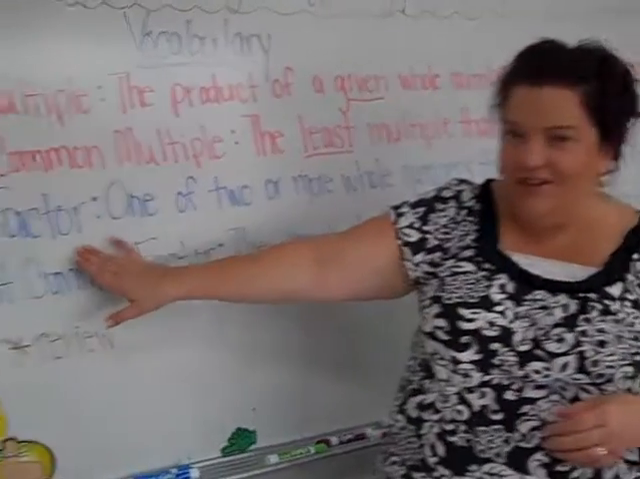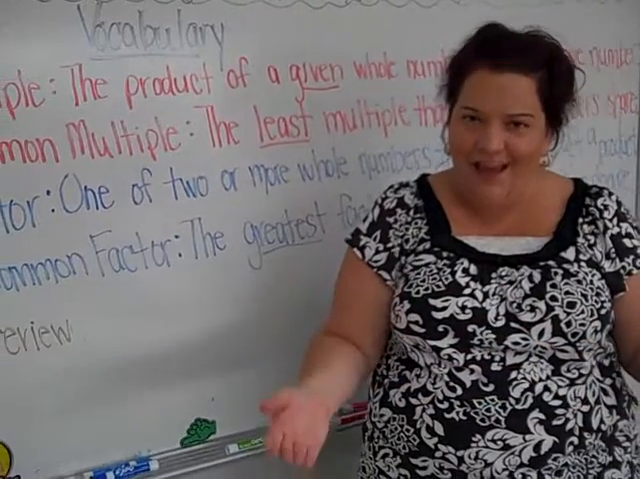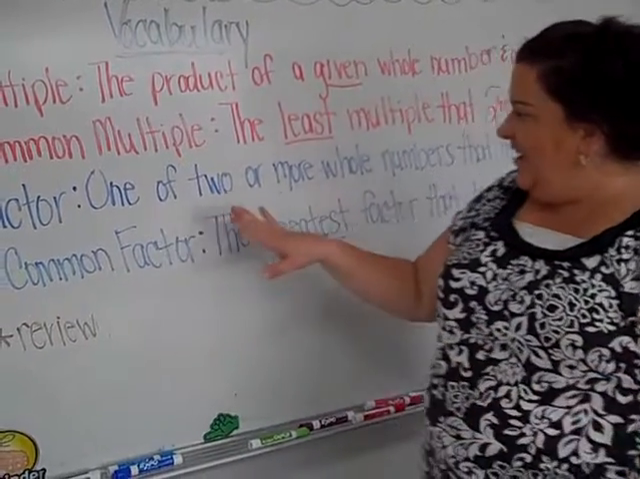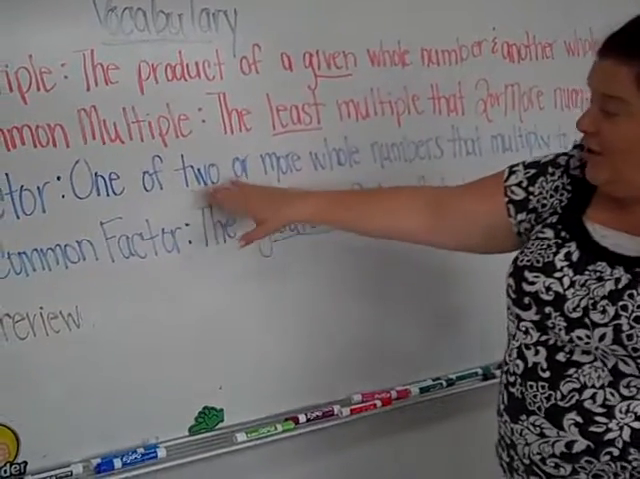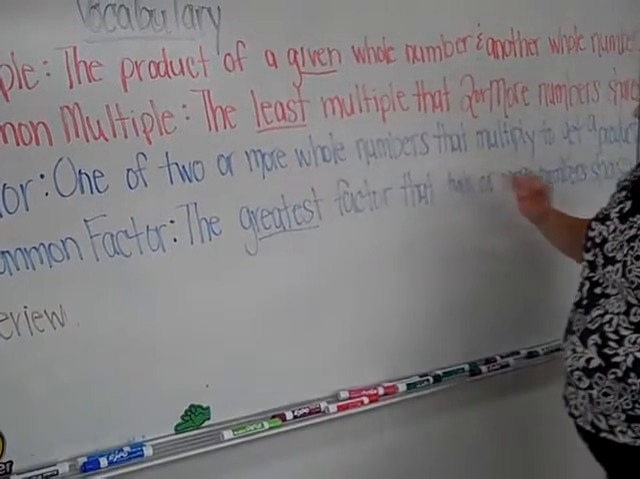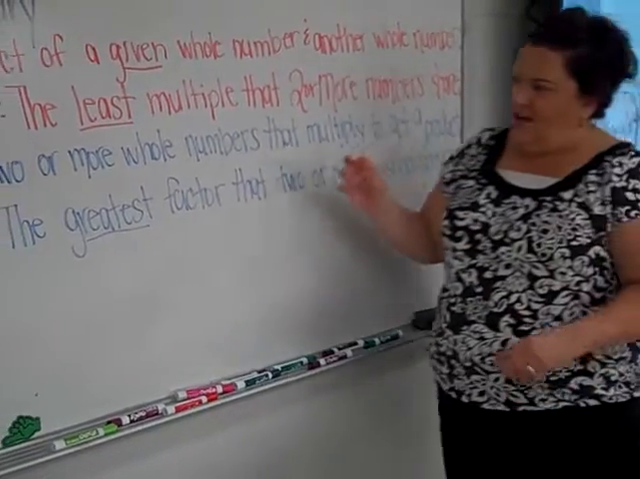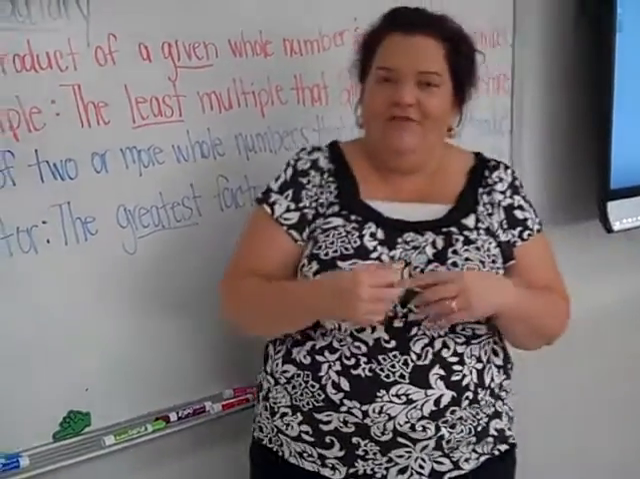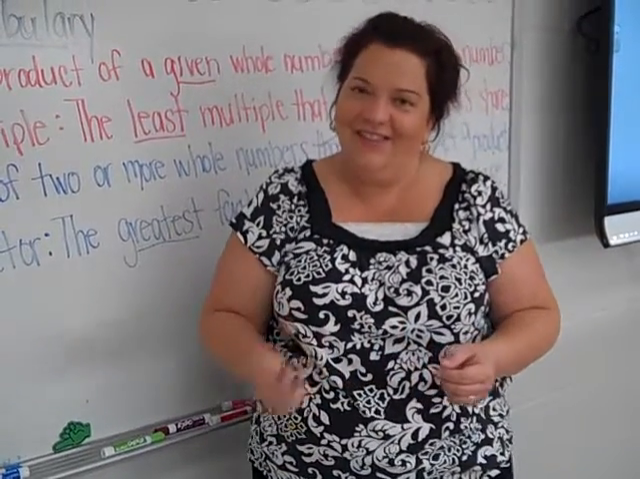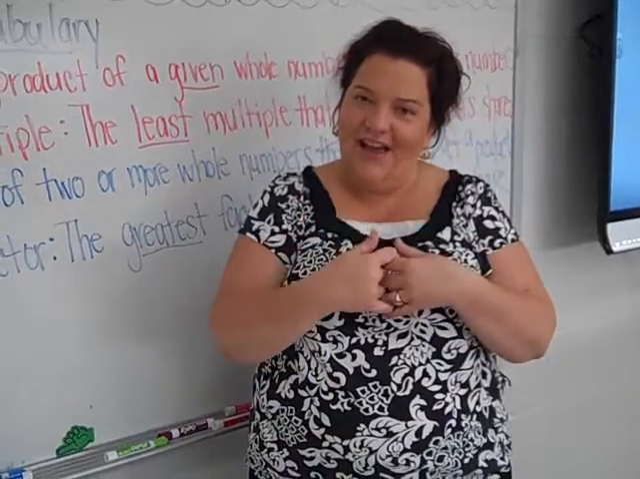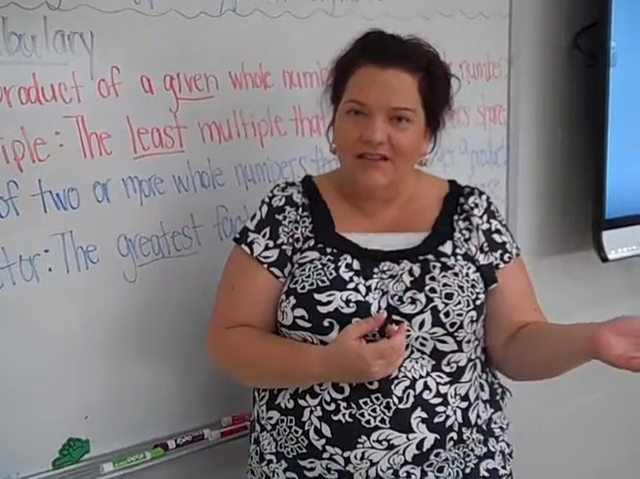Then we have factor, and factor is another reviewed vocabulary word. And a factor is one of two or more whole numbers that multiply to get a product. So the factors for 9 times 3 is 27 would be 9 and 3. So those are the factors we multiply together to get the product.